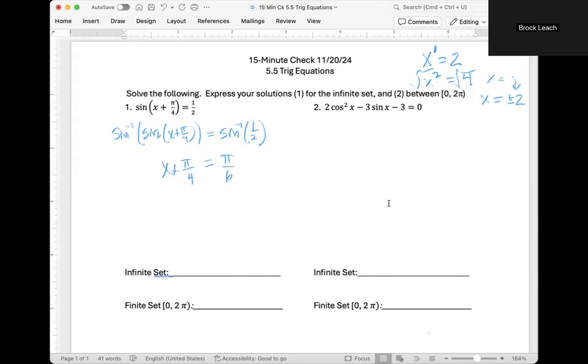I'm sorry, the other angle that gives us 1/2. That's in the second quadrant. Pi over 6. Good. So we're going to want to do both of those. So we have this x plus pi over 4 also equals 5 pi over 6.